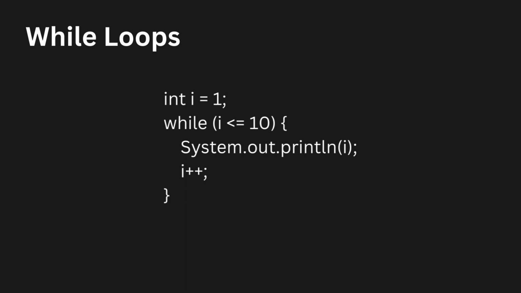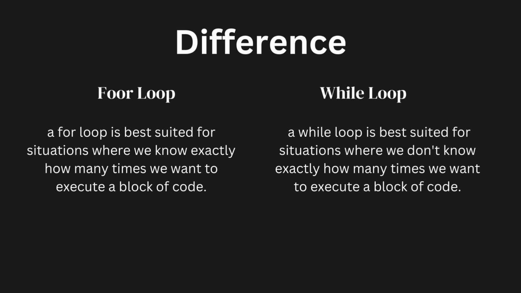The main difference between a for loop and a while loop is that a for loop is best suited for situations where we know exactly how many times we want to execute a block of code. In contrast, a while loop is best suited for situations where we don't know exactly how many times we want to execute a block of code, but we know the condition that must be true in order to stop the loop.